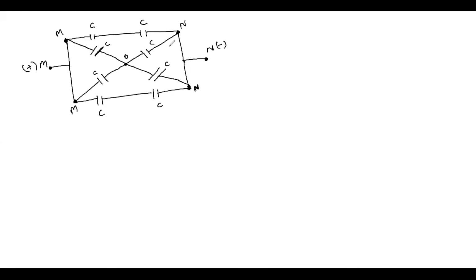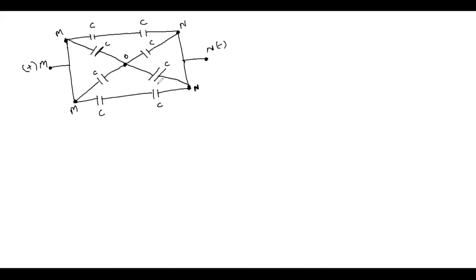Alright. As you can see there are two capacitors between M and M. Right? Here there are two capacitors, and in this branch also there are two capacitors between M and N. And from M to this point O, there are two capacitors. And from N, there are again two capacitors to this point O.